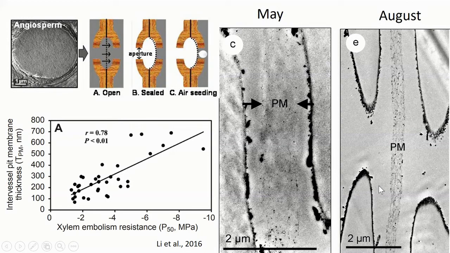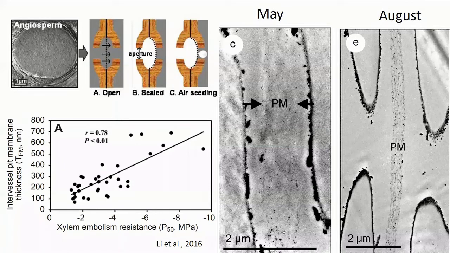When we measured the thickness, and it's very clear to your eyes, the pit membrane in August is about half as thick as the pit membrane in May. Exactly the opposite of what we expected. It's about 350 nanometers in August compared with 700 nanometers in May.